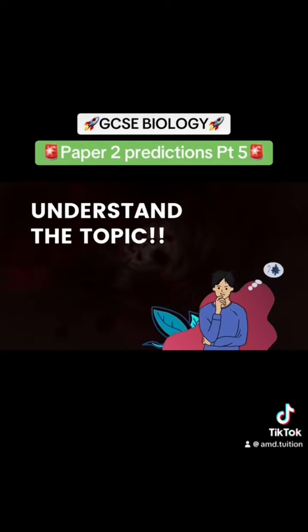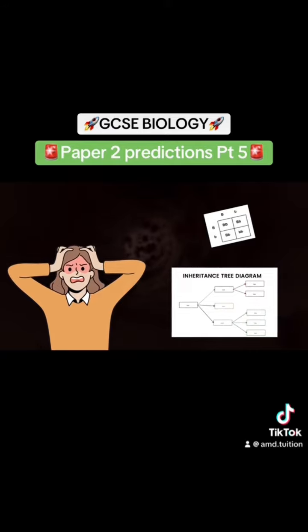Because what tends to happen is quite a lot of the time students will memorize different definitions, but they don't really understand the topic. And then when the paper asks you to apply your understanding in such as Punnett squares or tree diagrams, which are very poorly answered, they struggle with these sort of questions because they don't understand in the first place how inheritance works. So make sure you're clued up with all of that to start with.